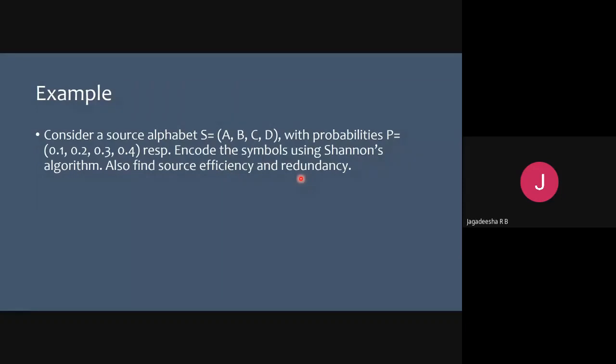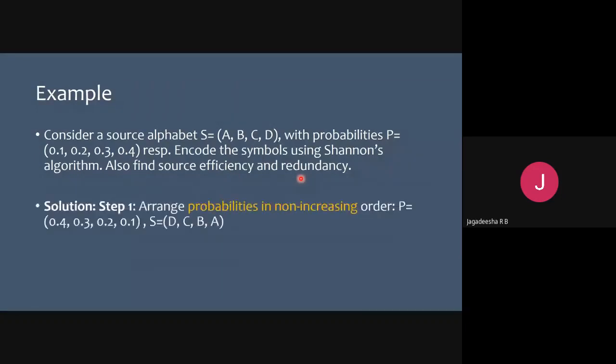Okay, so the first step. What is the first step? First step is to arrange the probabilities in the non-increasing order. So you know the probabilities here. You arrange this. Is it in the non-increasing order? If it is already there, very happy. Otherwise, you just sort it in the non-increasing order. That means decreasing order. Decreasing, highest first, lowest last. So 0.4, 0.3, 0.2, 0.1.